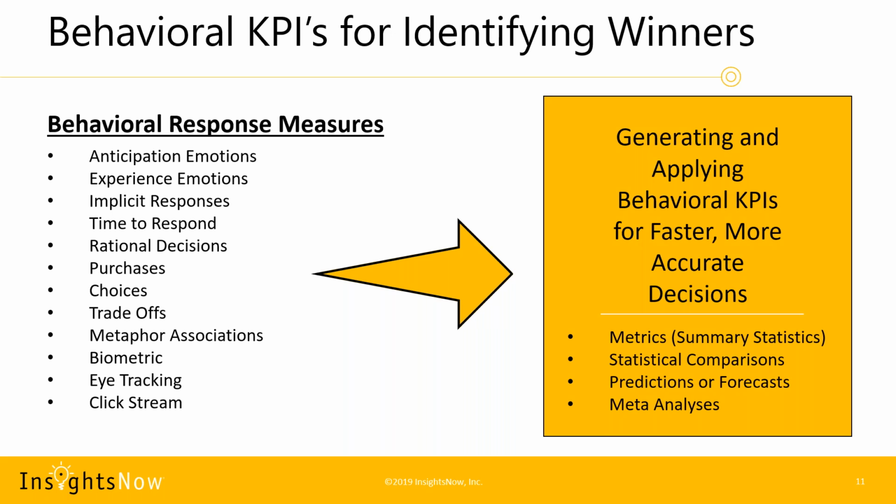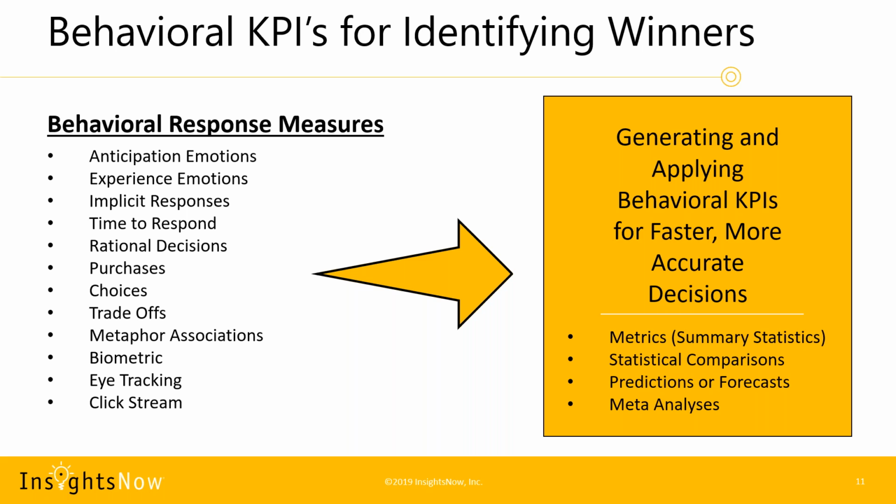All right, so if you're taking a look at behavioral KPIs, what you want to be able to do is say, I have all these response measures. Which one of those, or which suite of those, are good at helping me make faster, more accurate decisions about what will happen, especially from an innovation standpoint, if I'm putting this product on the market or if I'm putting this message out in the marketplace.